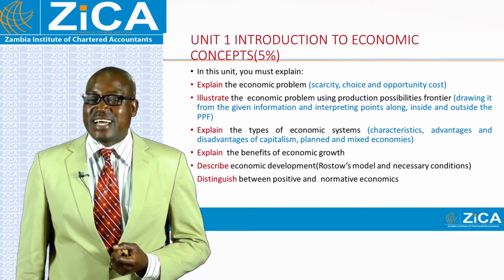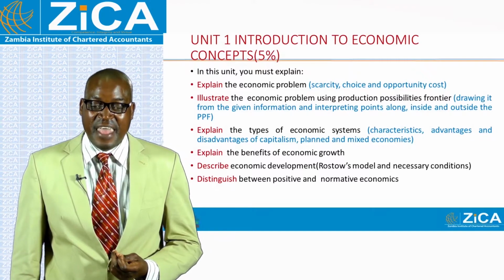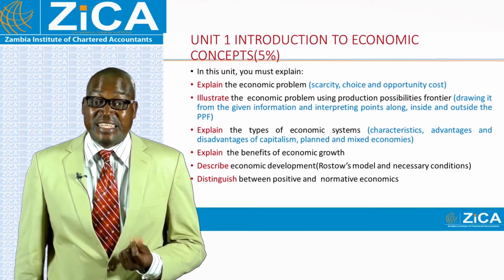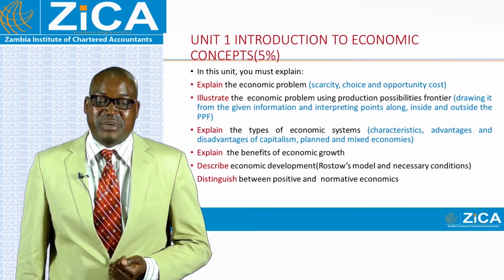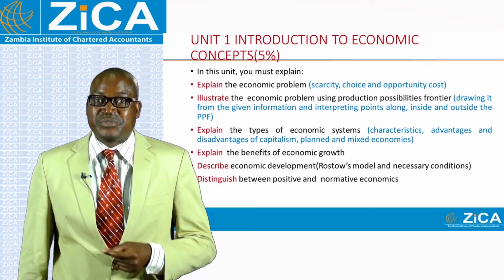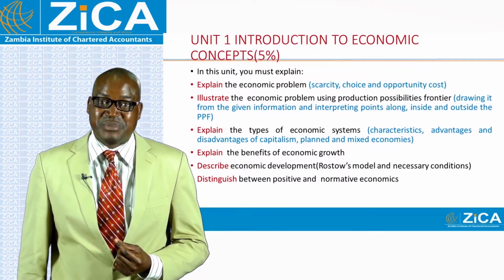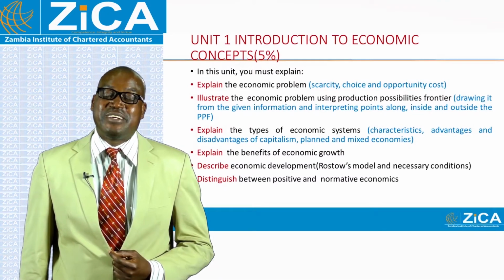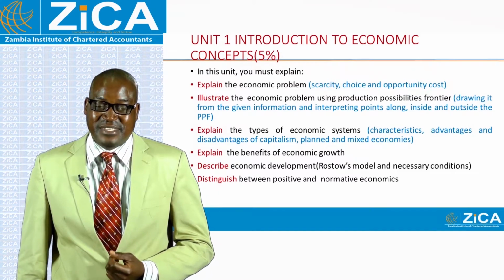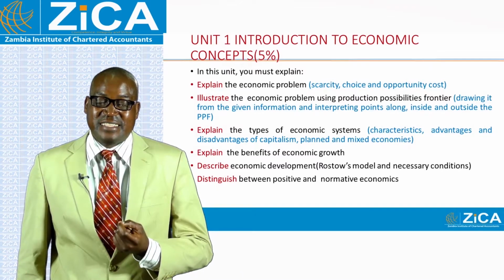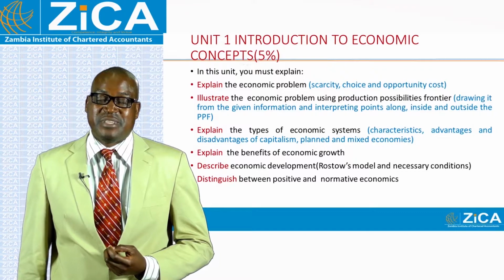In line with that, candidates are supposed to have a thorough understanding of the production possibilities curve. What are the factors that can lead the production possibilities curve to shift, and the direction of that particular shift? They are also supposed to interpret the points that are found on the production possibilities curve, those that are falling on the curve, those that are falling inside, those that are falling outside. What do they mean? That is always very important in interpreting the production possibilities curve.